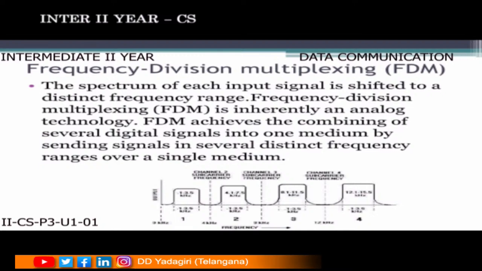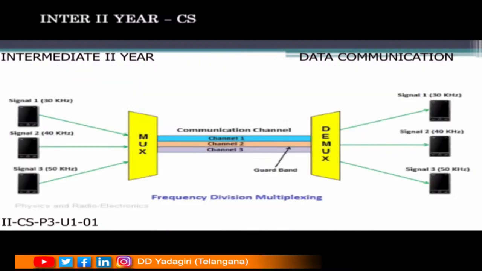Second, frequency division multiplexing. The spectrum of each input signal is shifted to a distinct frequency range. FDM, that is frequency division multiplexing, is inherently an analog technology. FDM achieves the combining of several digital signals into one medium by sending signals in several distinct frequency ranges over a single medium.